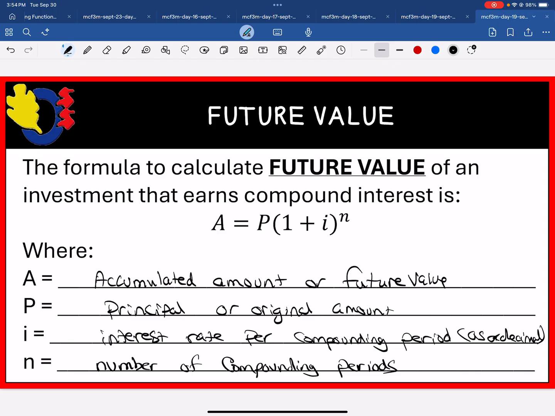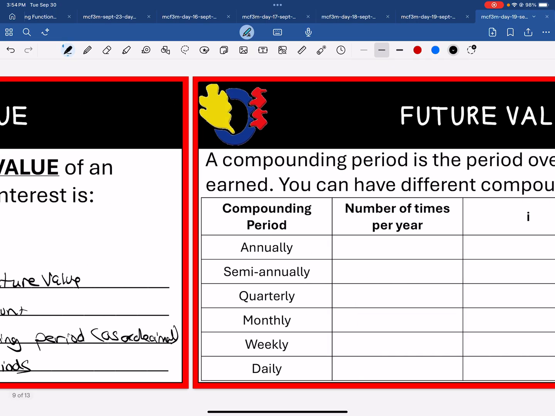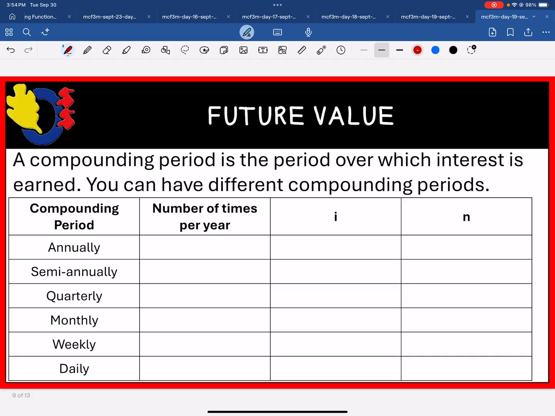Okay, so let's look at compounding periods here. A compounding period is the period over which interest is earned. You can have different compounding periods. Annual means once a year, so whatever your i is, it's unchanged. Think about our previous example: 0.05 didn't change, and n is whatever the number of years are in the example, for example, 6, like our previous example.